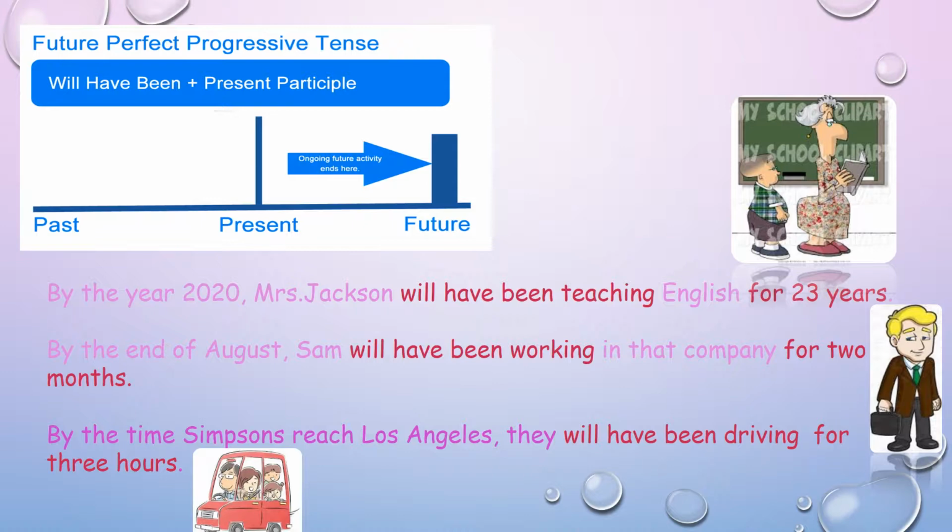Look at the examples. By the year 2020, Mrs. Jackson will have been teaching English for 23 years. By the end of August, Sam will have been working in that company for 2 months. By the time the Simpsons reach Los Angeles, they'll have been driving for 3 hours. So, this tense is formed by using will plus have plus been plus verb ing.